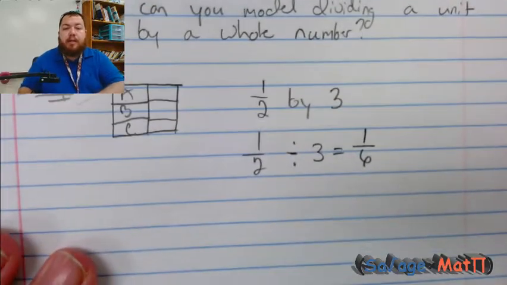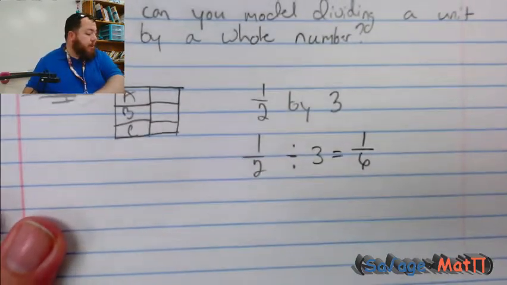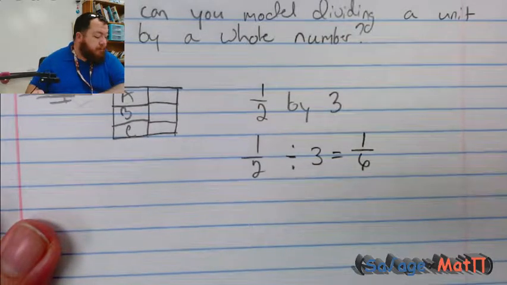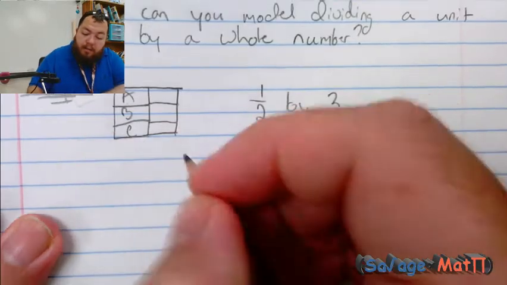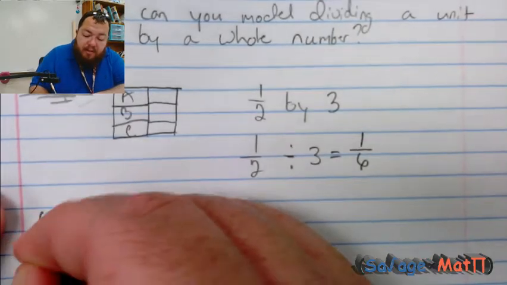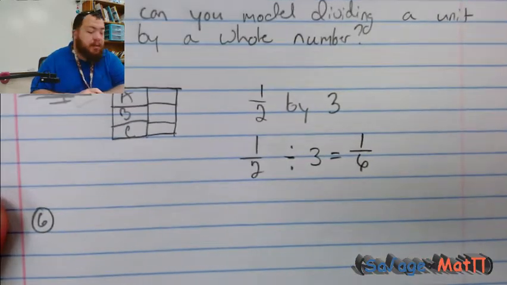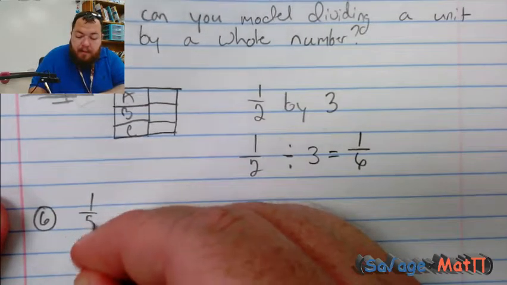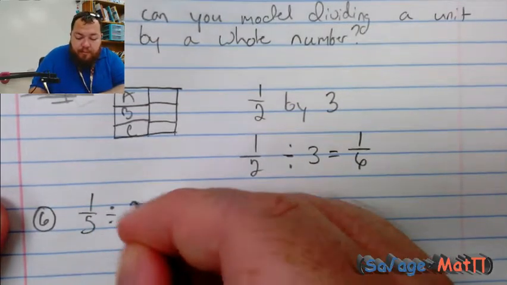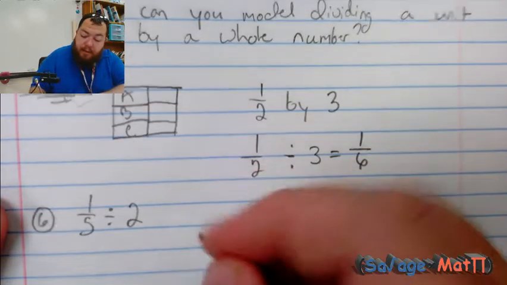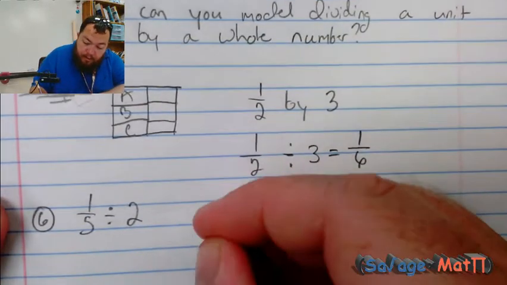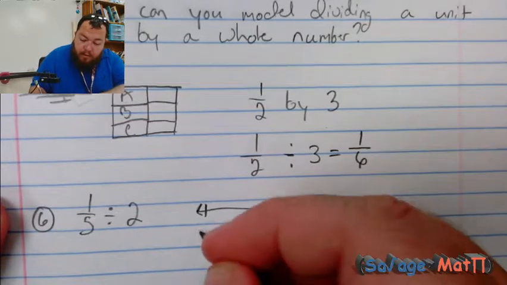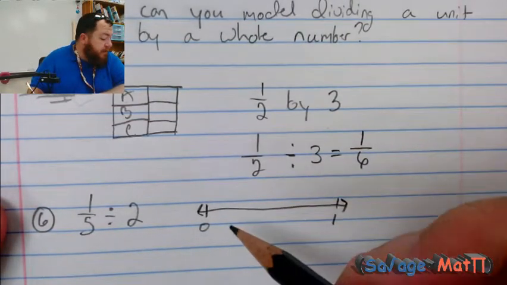Okay? The other way you guys can model this is we can model this with a number line. And for instance, if I'm going to take number 6 from independent practice as my example for this, I'm going to use 1/5 divided by 2. And I'm going to have a number line from 0 to 1. And then I'm going to divide that into fifths.